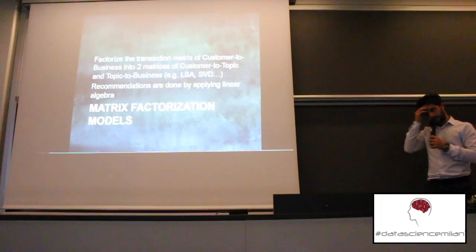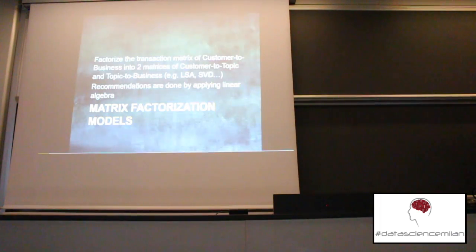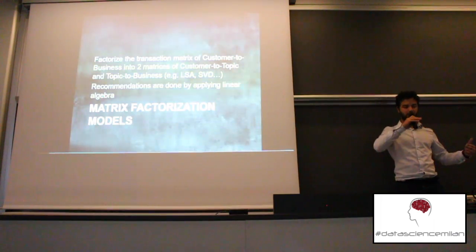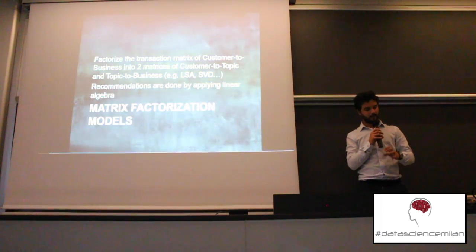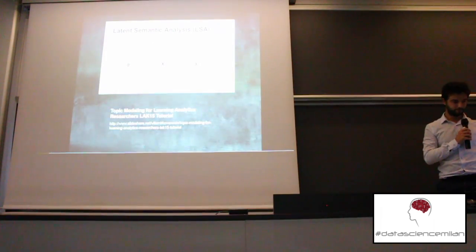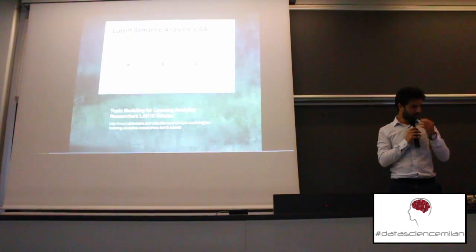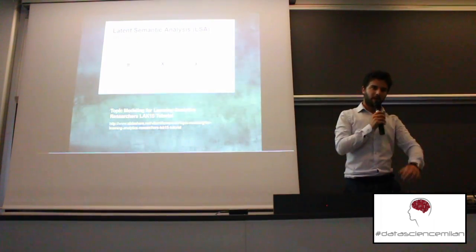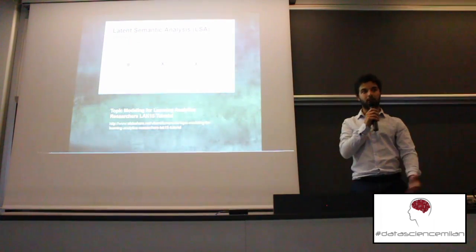Right, so then we move into matrix factorization models. Mainly, you take a matrix of the transactions with users and businesses, and then you decompose it into customer to topic and topic to business. This is called latent semantic analysis. So you take the whole matrix, the model will automatically find topics, and then you represent users in terms of topics. Like, I'm 55% interested in sport, and 30% interested in traveling.